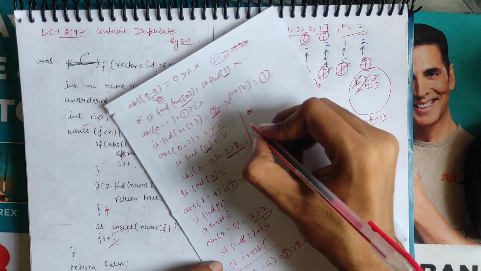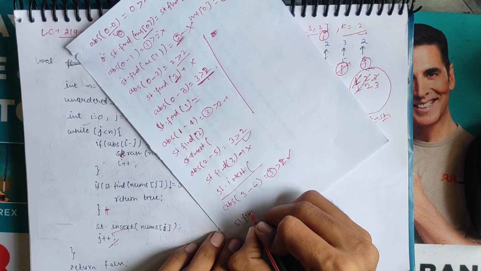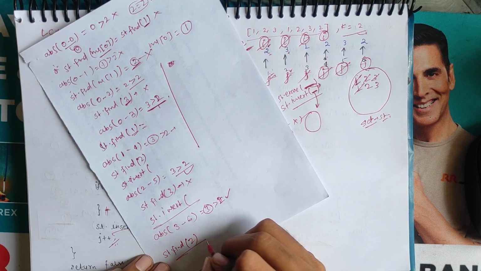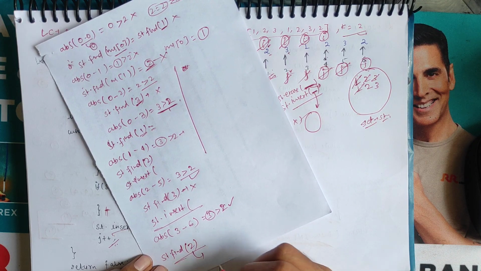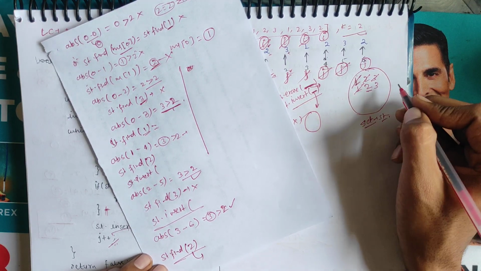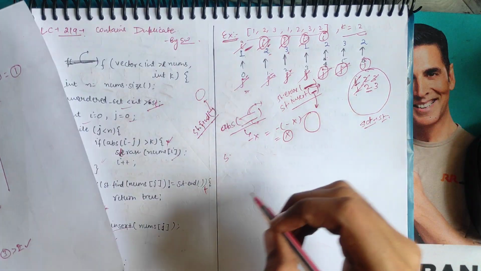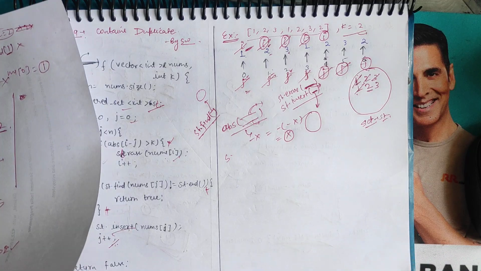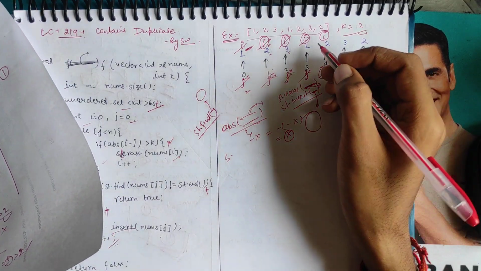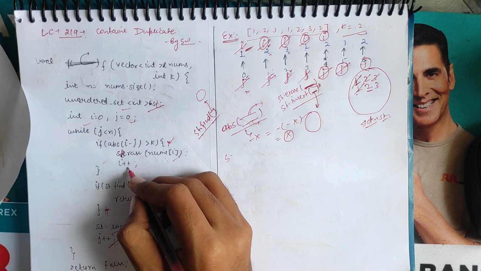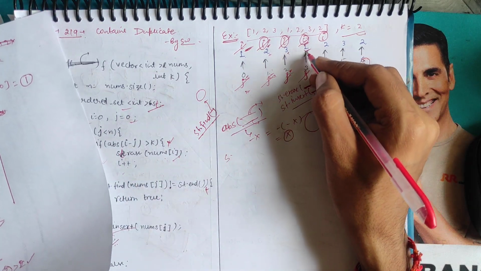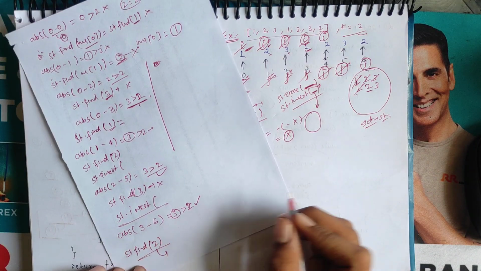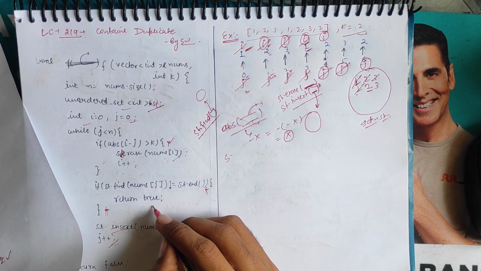Now this condition st.find nums of j. Nums of j was 2. So is 2 present in the set? Yes, 2 is present. We have deleted 1, but we haven't deleted 2, because we have to delete the ith index element. So the ith index element was 1. Before we move i plus plus, i was here and the element was 1. So we have deleted 1, not 2. So 2 is present in the set. We find 2 is present. So what we do? Return true.